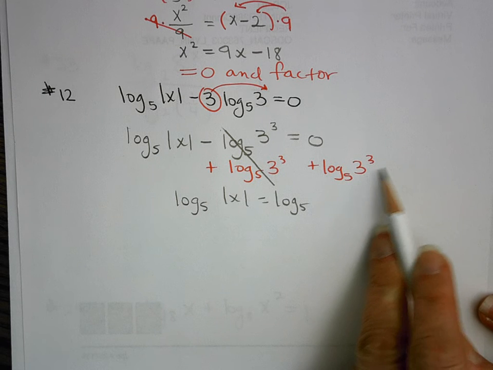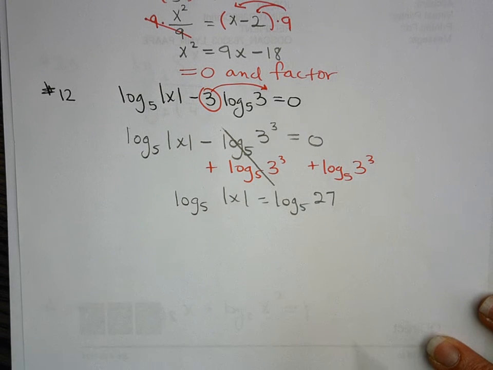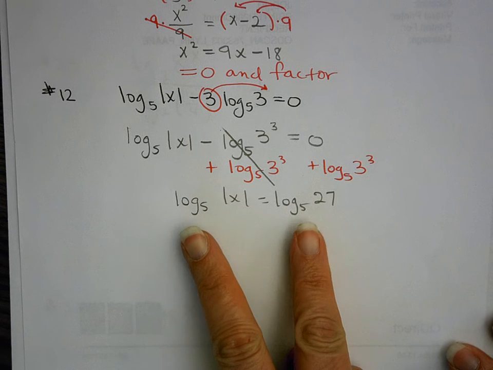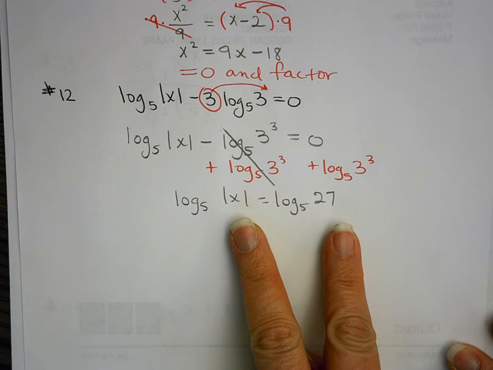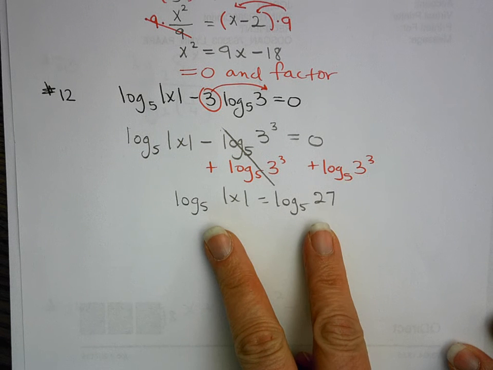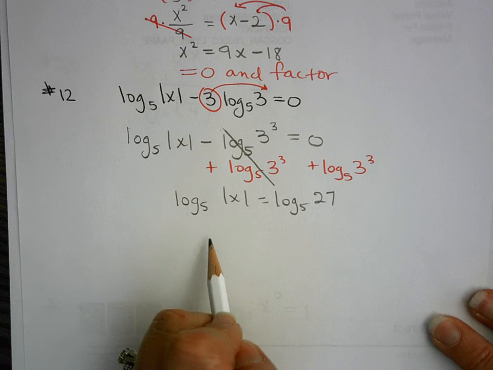And then I'm going to go ahead and simplify this. So 3 to the power of 3, or 3 to the third, is 27. So then now what I have is log base 5 on both sides, and then absolute value of x is equal to 27. So with these, in order for these to be equal, this component, our values, is what has to be equal.